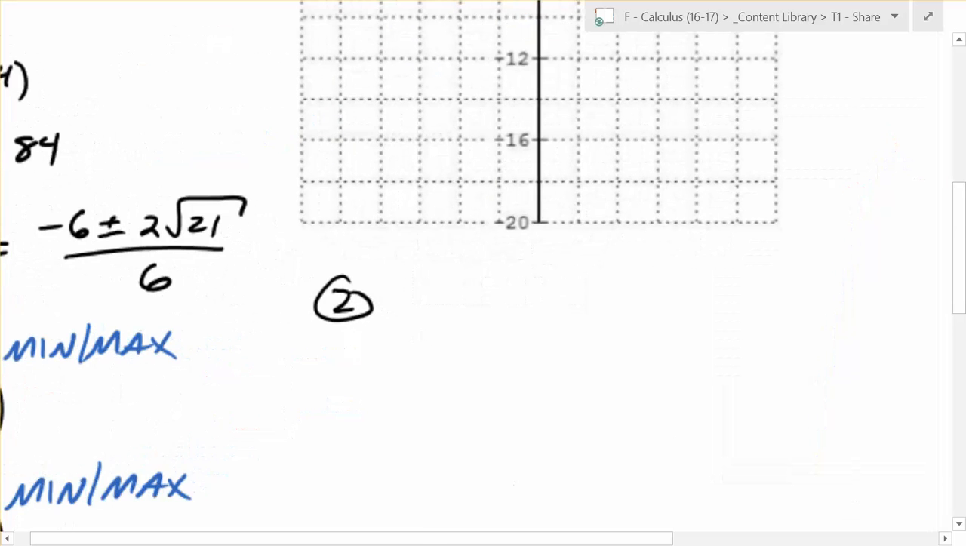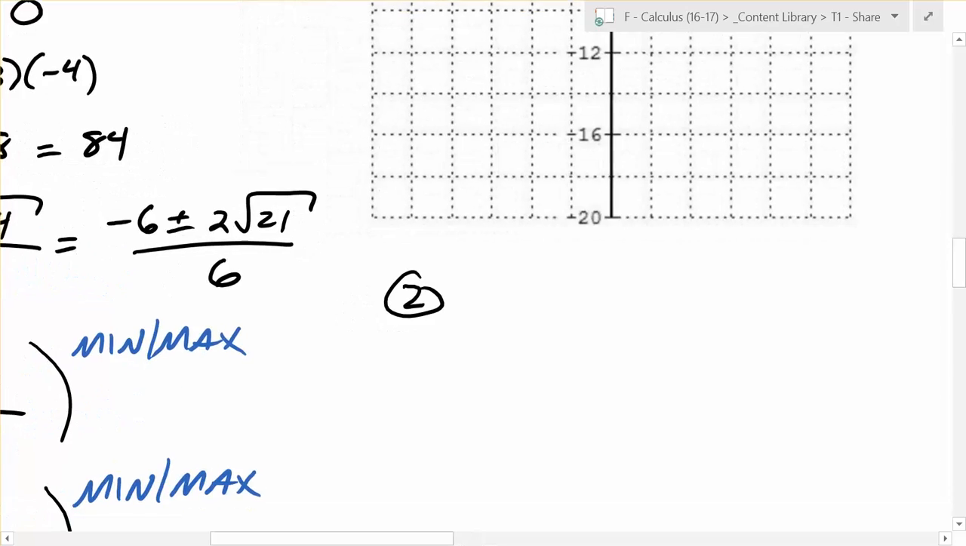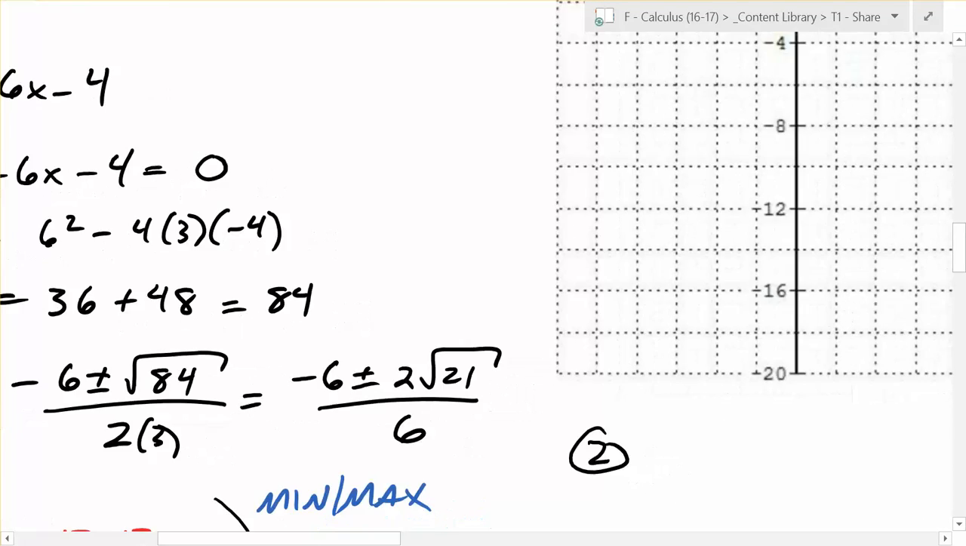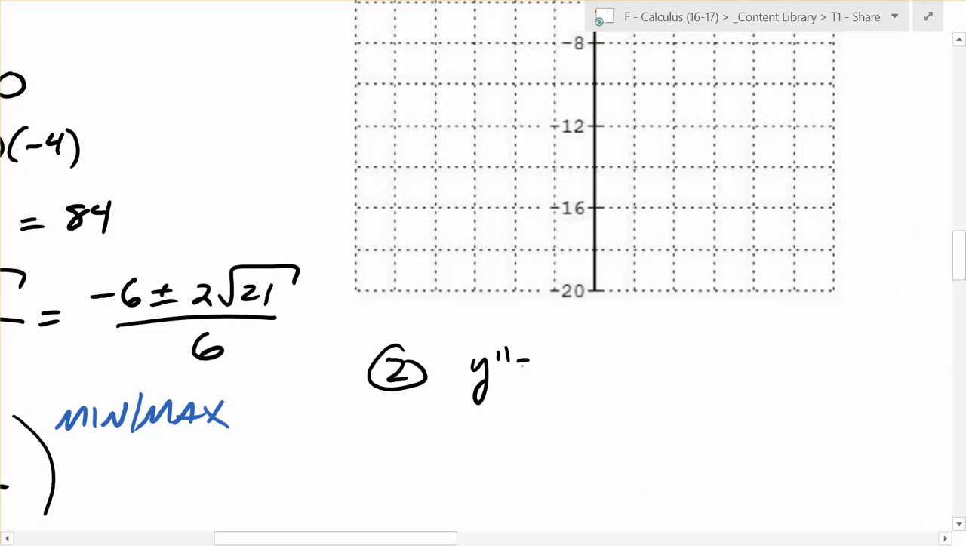So first we find the what derivative? We find the second derivative. Can someone tell me what the second derivative is? 6x plus what? 6. Yeah. 6x plus 6. And then how do you use the second derivative to tell if it's a min or a max?